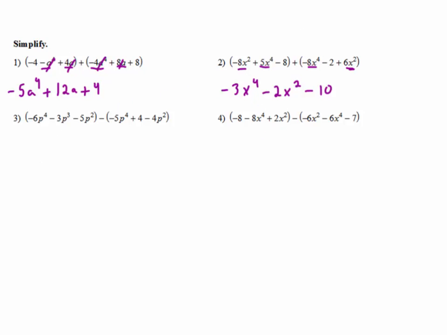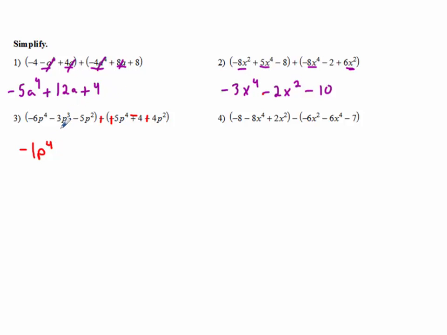Now on the second set of stuff where we're subtracting, it changes our signs in the second parentheses. So I'm going to change this to a plus, but that means I have to change all of these signs in my second parentheses. And now I add like terms. So p to the 4th would be negative 6p to the 4th plus 5p to the 4th is negative 1p to the 4th.